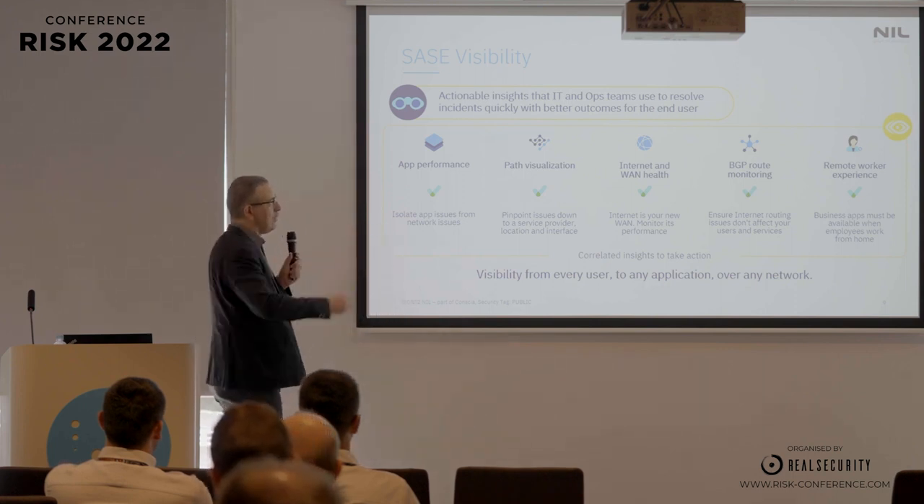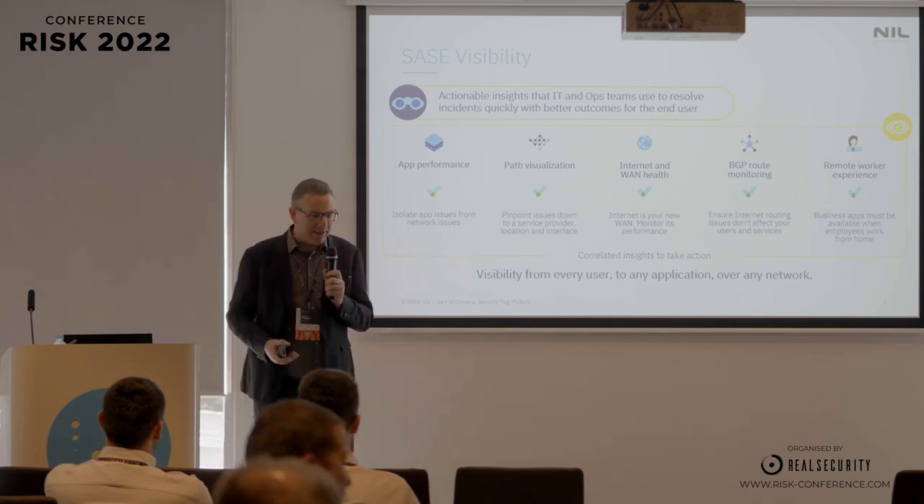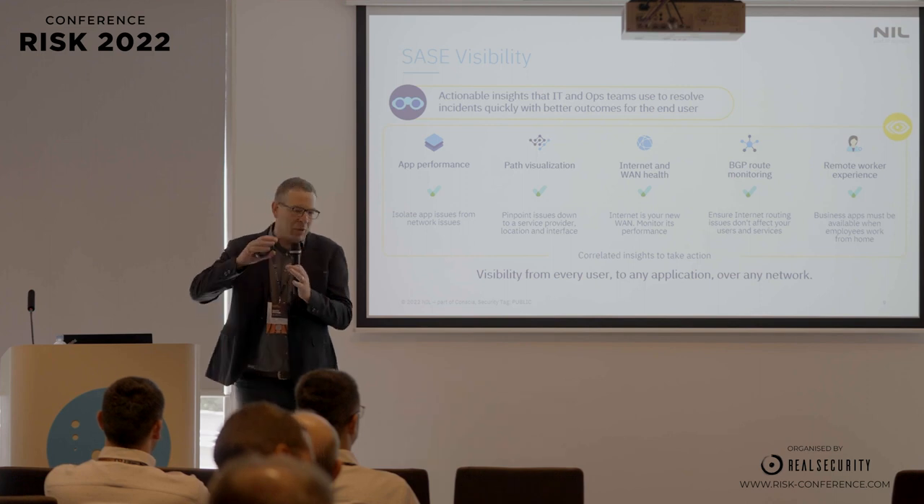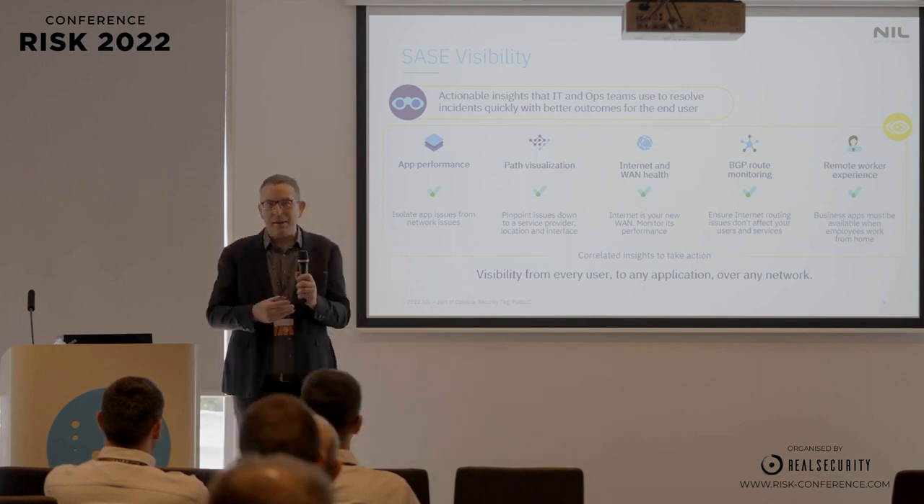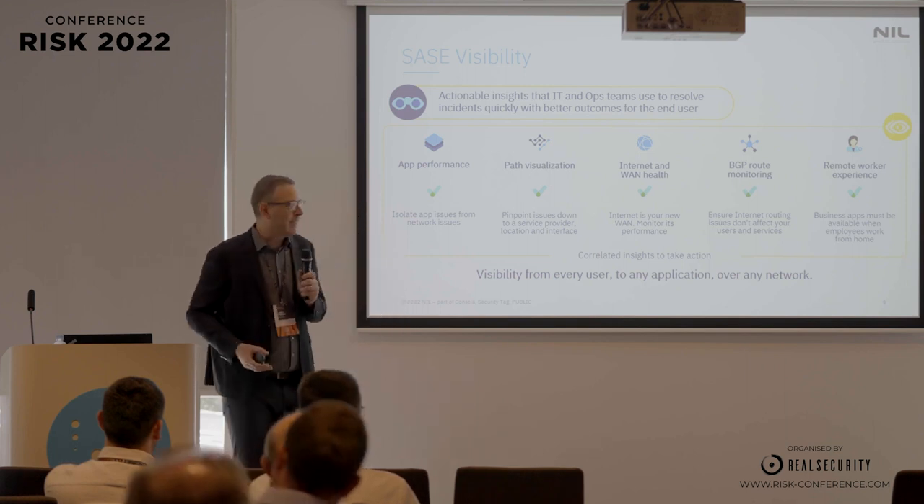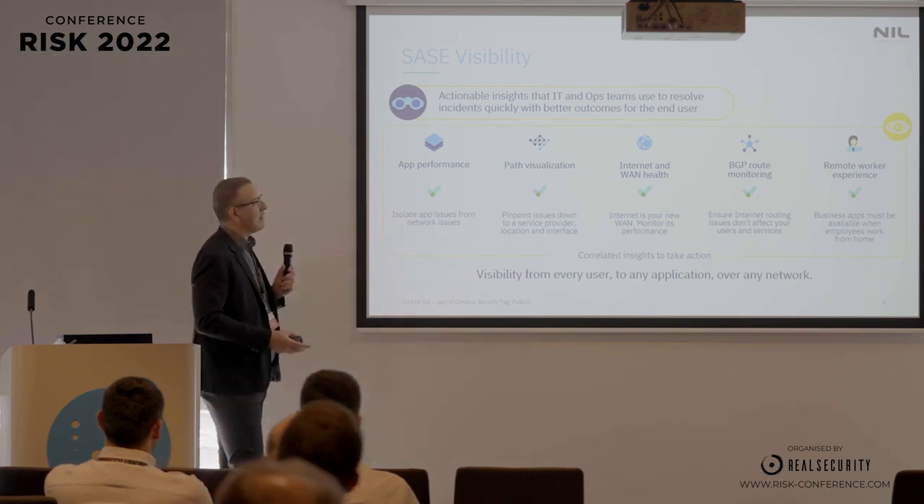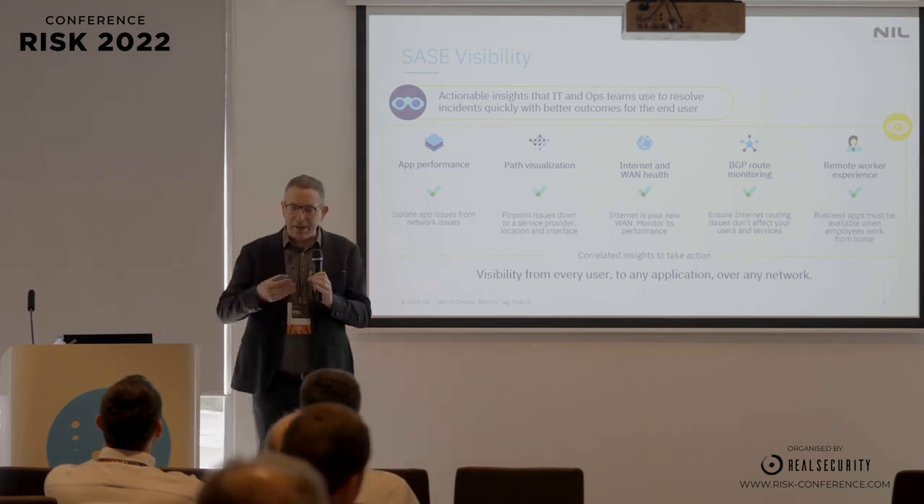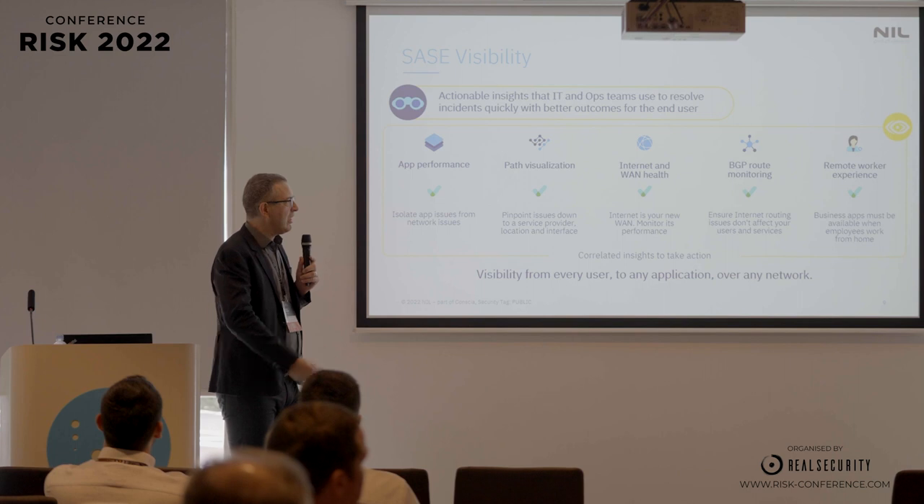We need to have a way to visualize our business-oriented paths to understand, okay, this is how 90% of our users connect to our Oracle in the cloud. This is how basically our access to our local Azure or AWS POP looks like, and so forth. And using ThousandEyes, using the visualization, Internet and WAN health, understanding how BGP routes change over time, and so forth, actually gives us this.